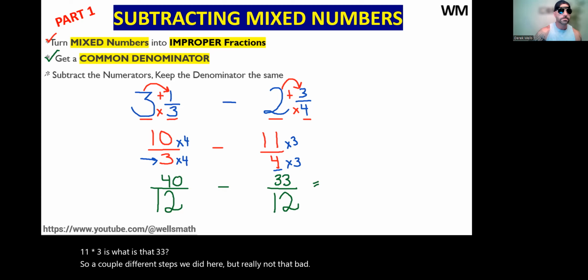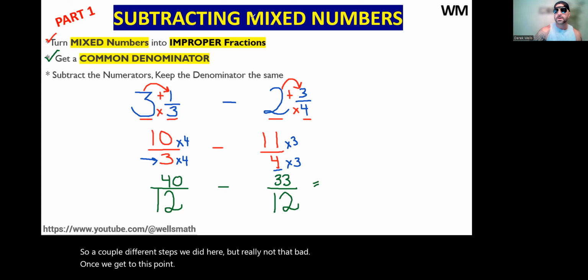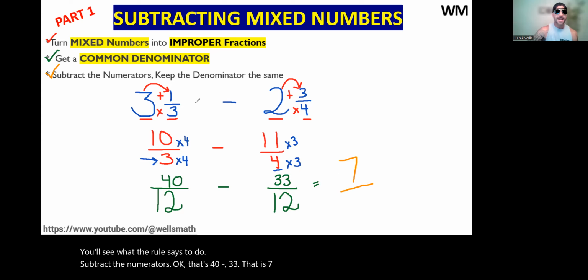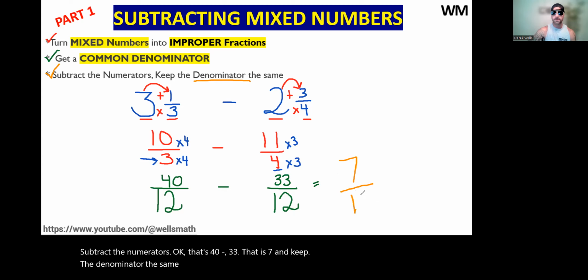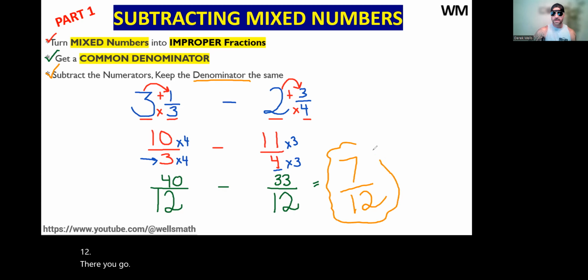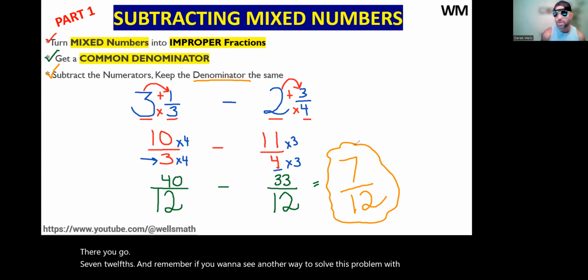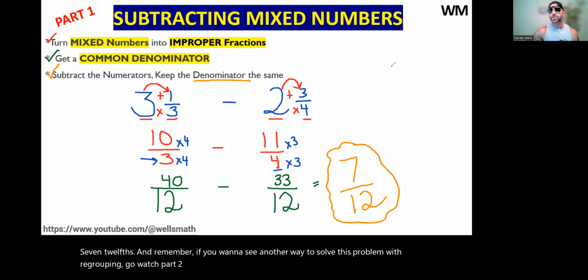Once we get to this point, you'll see what the rule says to do. Subtract the numerators. Okay, that's 40 minus 33. That is 7. And keep the denominator the same, 12. There you go, 7/12. Now remember, if you want to see another way to solve this problem with regrouping, go watch part 2 of this video.